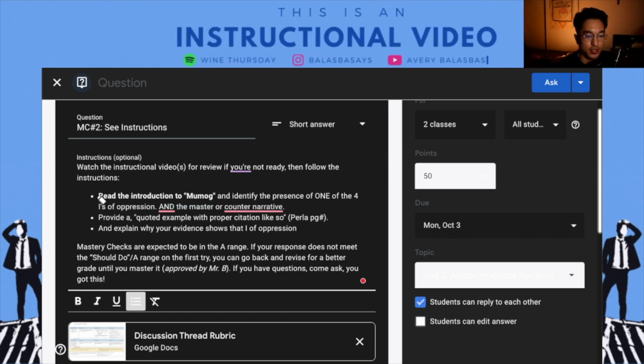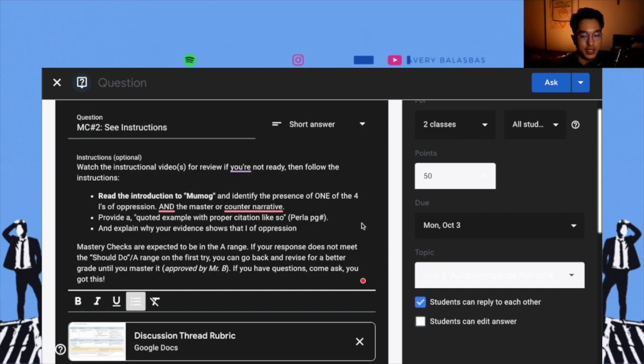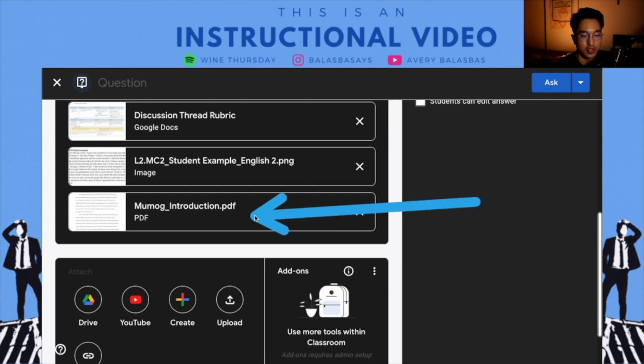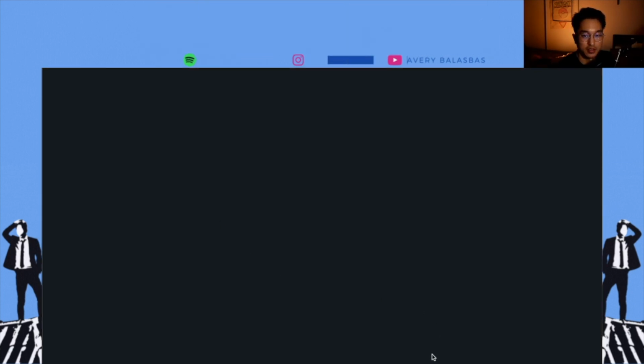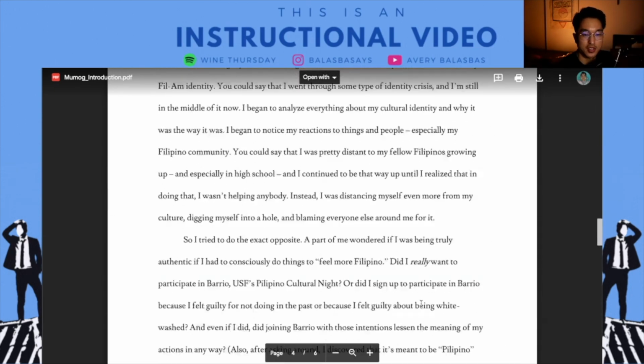What you're going to do is read the introduction to Mumog, which is the series of short stories that we're going to look at for this unit to give us an example of what to expect when writing a narrative. You'll find the PDF down here in the Mumog introduction. When you open it, you'll find that there are 6 pages and they're double spaced, so fairly easy to read.